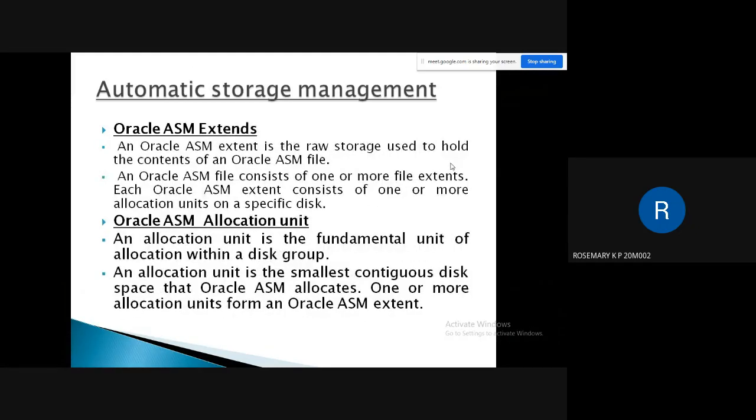Next is Oracle ASM extent. An Oracle ASM extent is raw storage used to hold the content of an Oracle ASM file. An Oracle ASM file consists of one or more file extents. Each Oracle ASM extent consists of one or more allocation units on a specific disk. Next is Oracle ASM allocation unit. An allocation unit is the fundamental unit of allocation within a disk group. An allocation unit is the smallest contiguous disk space that Oracle ASM allocates. One or more allocation units form an Oracle ASM extent.